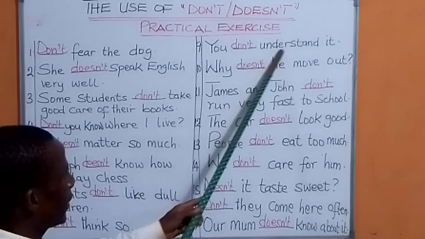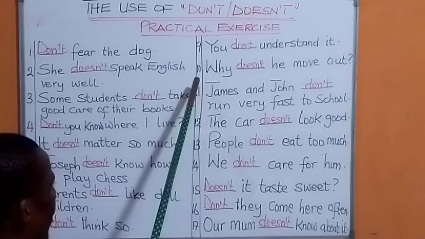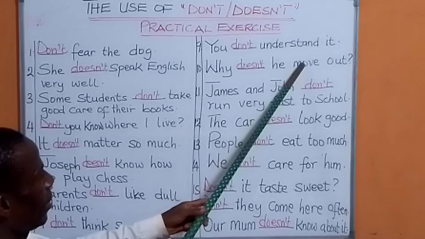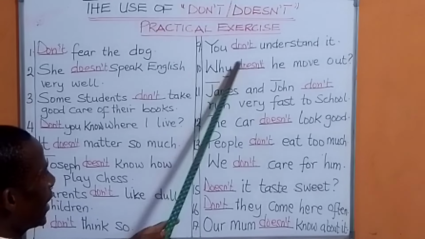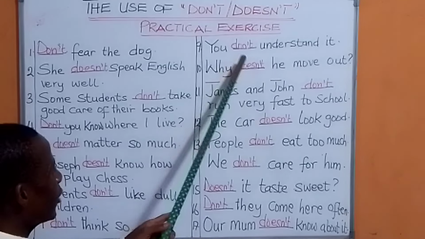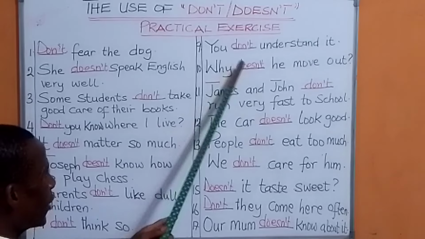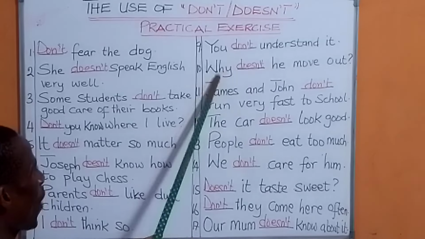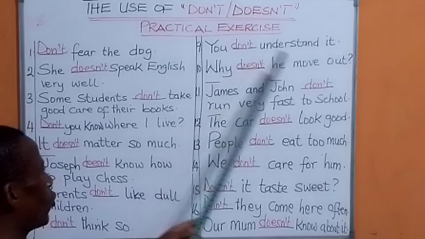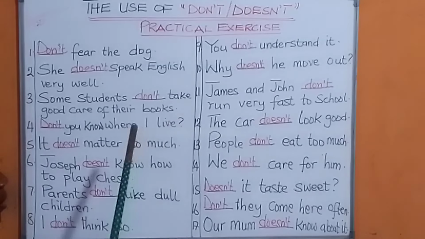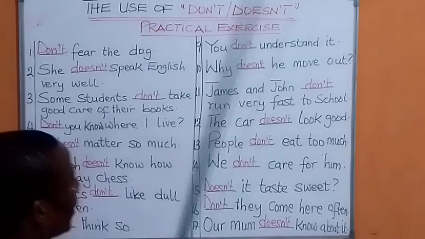You don't understand it. Okay, number 10. Why doesn't he move out? If you have they here, you say, why don't they move out? But here you have he or she. Why doesn't she move out? Or why doesn't he move out? You can even say, why doesn't Lamin move out?